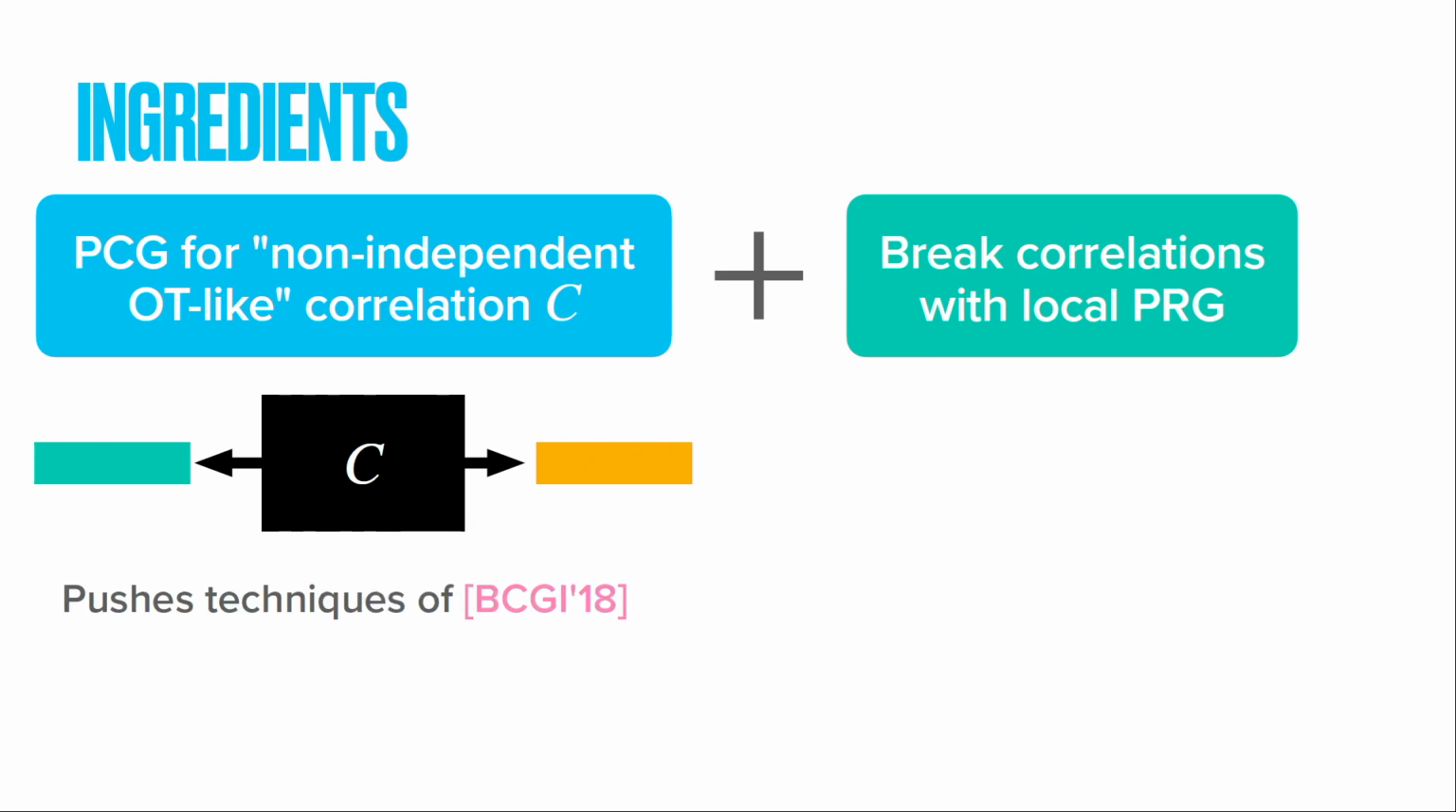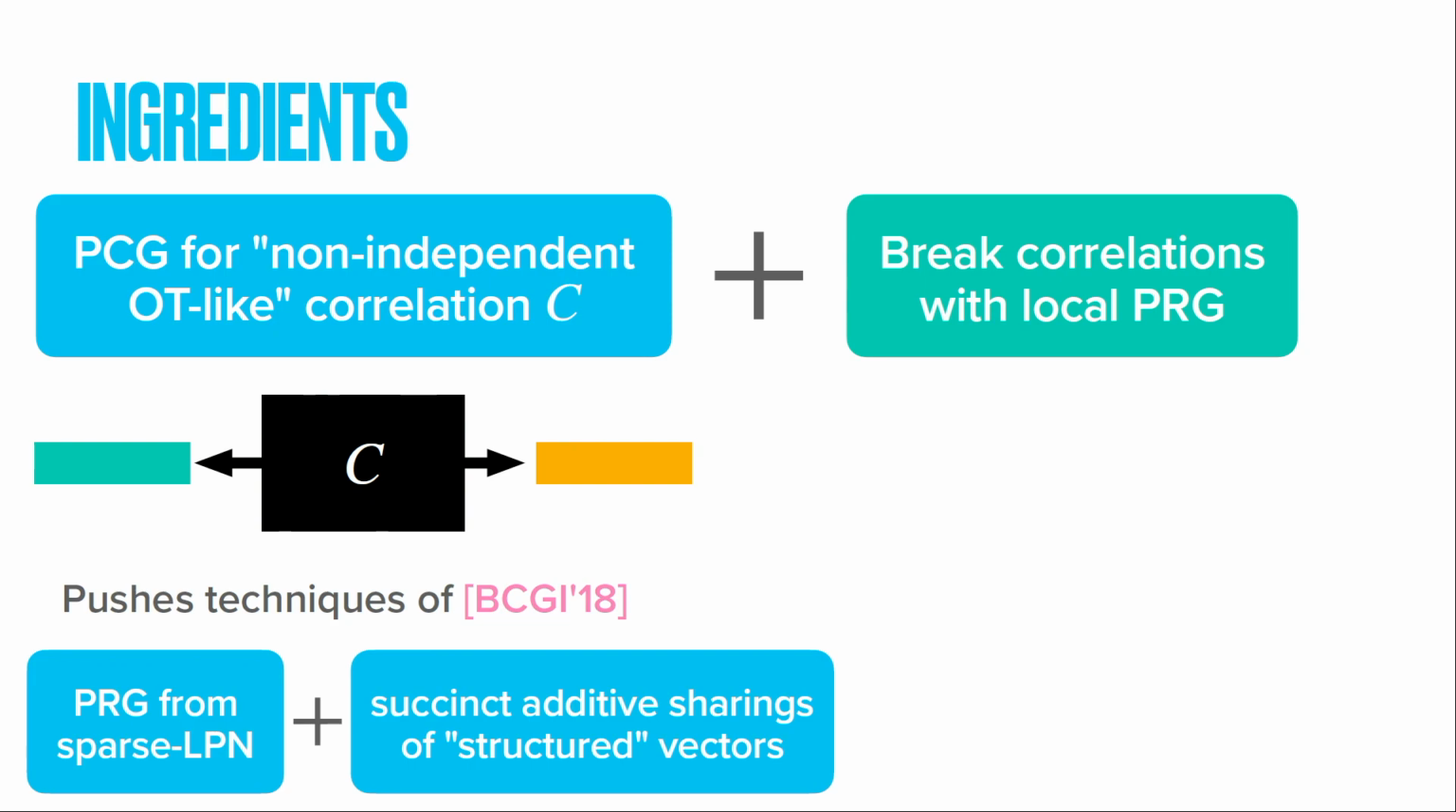And this pushes some techniques which have been exploited in this recent line of works on PCGs. I guess the original idea maybe is Boyle, Couteau, Gilboa, and Ishai. Maybe it was earlier as well. Maybe someone can correct me in the audience. But here we use this sparse LPN assumption to have a very efficient pseudorandom generator that also has nice linearity properties. And this linearity property will interact nicely with what I'm calling succinct additive sharings of structured vectors. In the literature, this is typically called function secret sharing, if this concept rings a bell.